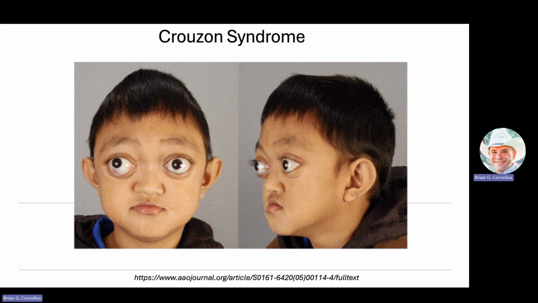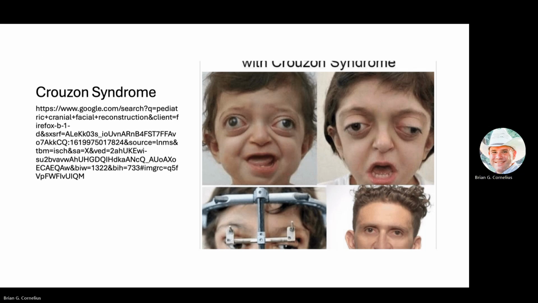Again, examples of the exophthalmos, the large forehead. Another picture for you.